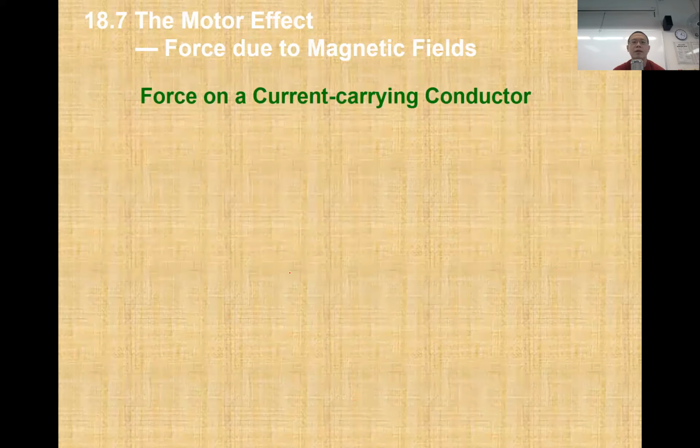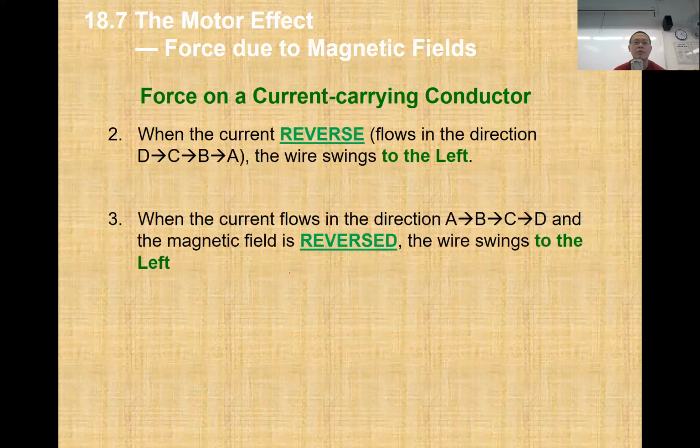Now same thing, if you reverse the directions, you can try out in the slides before that. If you reverse the current direction, let's say DCBA, the field line is still up, so the magnetic field is still upwards, north and south.